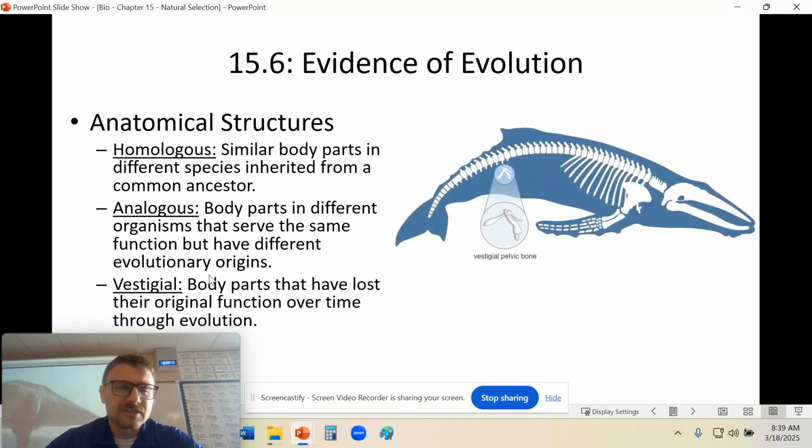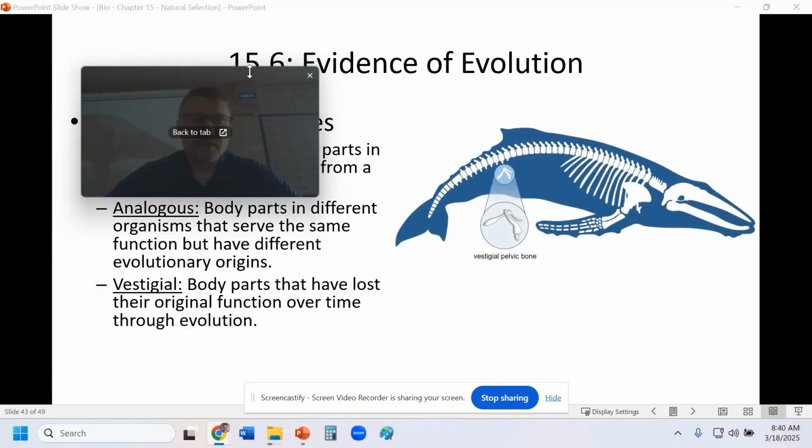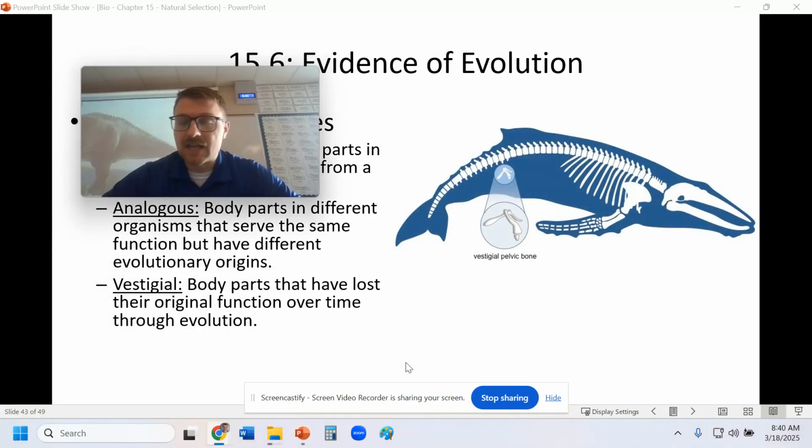And last, we have vestigial organs. These are body parts that have lost their original function over time, but they still kind of have them there. So whales used to walk on land, or ancient whales, before the whales moved back into the oceans. So they have this pelvis bone, or pelvic bone, that would help them on land, but they still have it and they don't need it, but it's still a part of their body. It's called a vestigial organ.